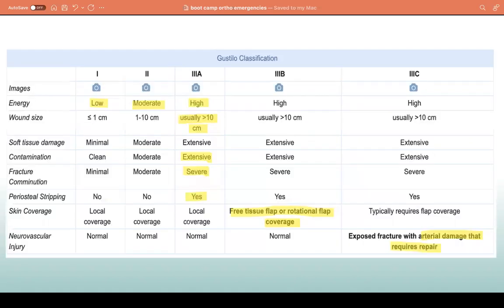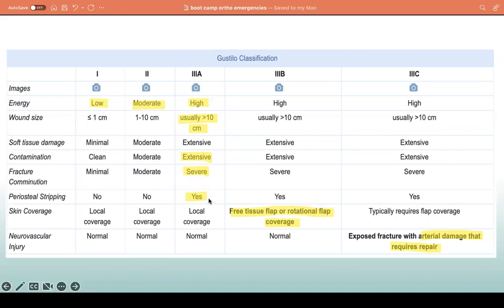Everyone is familiar with the Gustilo classification. The Gustilo classification depends only on the energy. It doesn't depend on the wound size. For example, if you have a very high energy mechanism, you have extensive soft tissue injury or extensive contamination. If you have a severe fracture comminution or a segmental shaft fracture, for example, but you have a 1 centimeter wound, that means it's a Gustilo type 3, not Gustilo type 1. So we don't rely only on the wound. It's about the energy imparted to the limb.